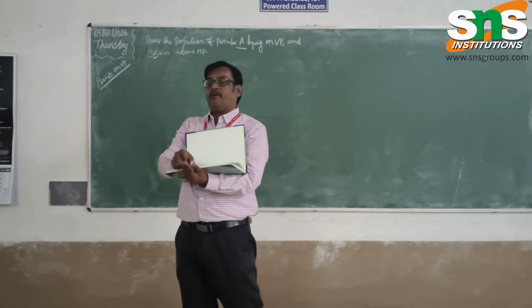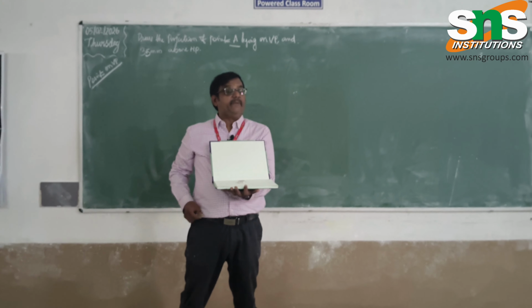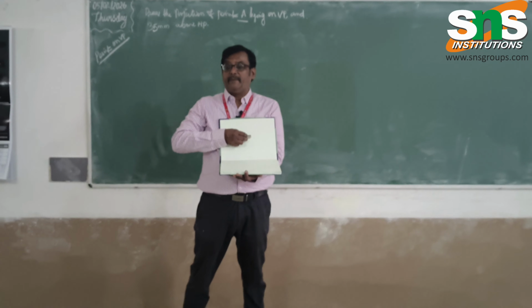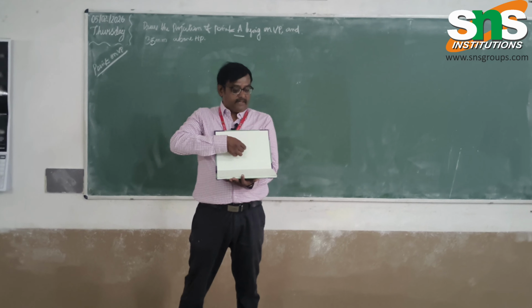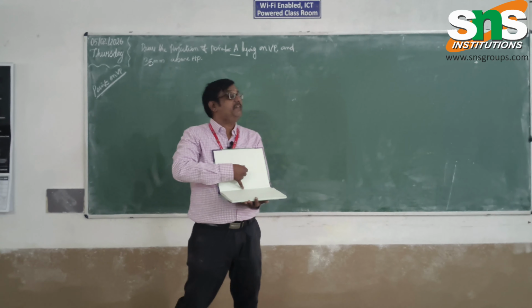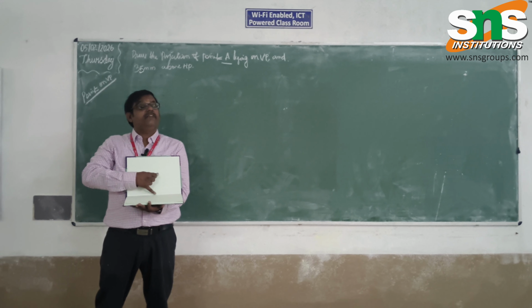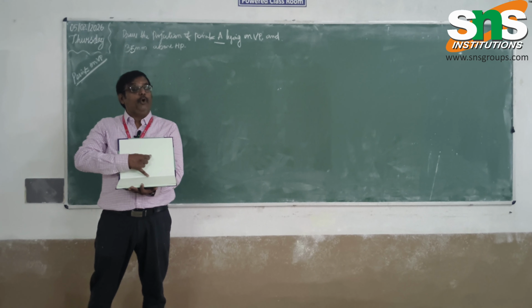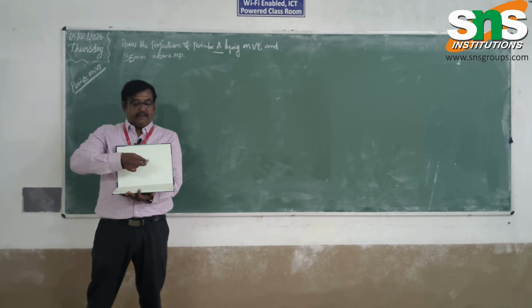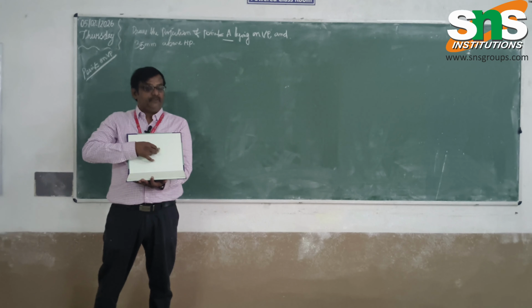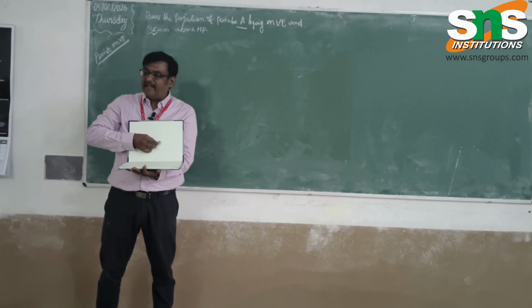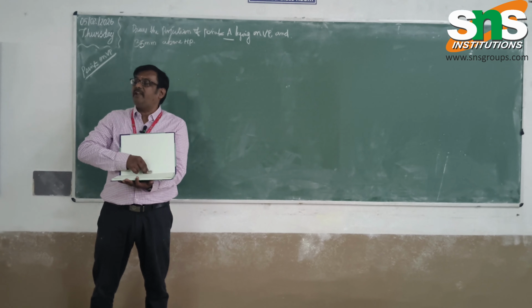In the previous problem, the point was on HP. Now the point is on VP. The distance they have said above HP is 35 millimeter, so from the XY line it is 35 millimeter. If you see the front view, the point is seen 35 millimeter above HP. If you see the top view, what happens? The trace is falling on HP.